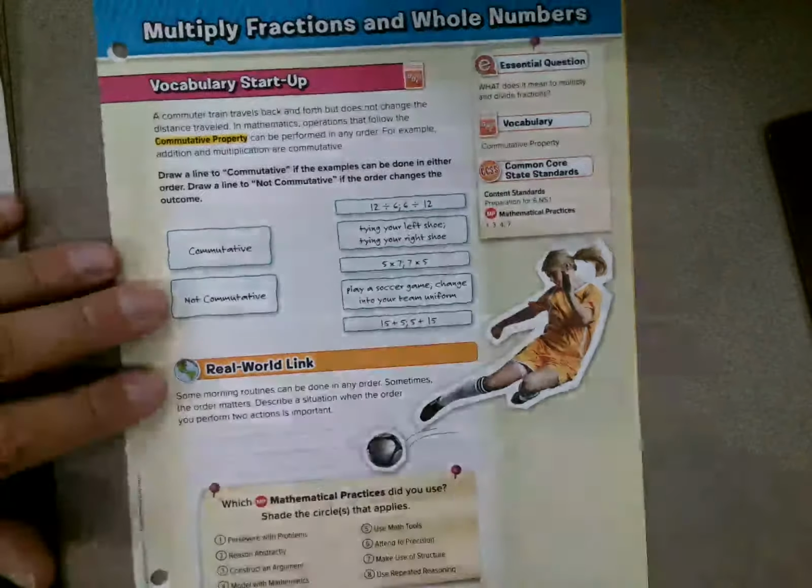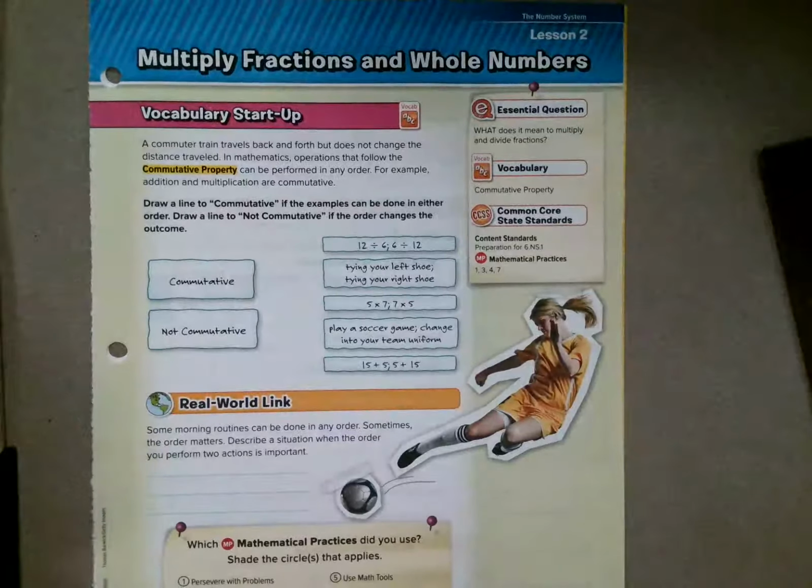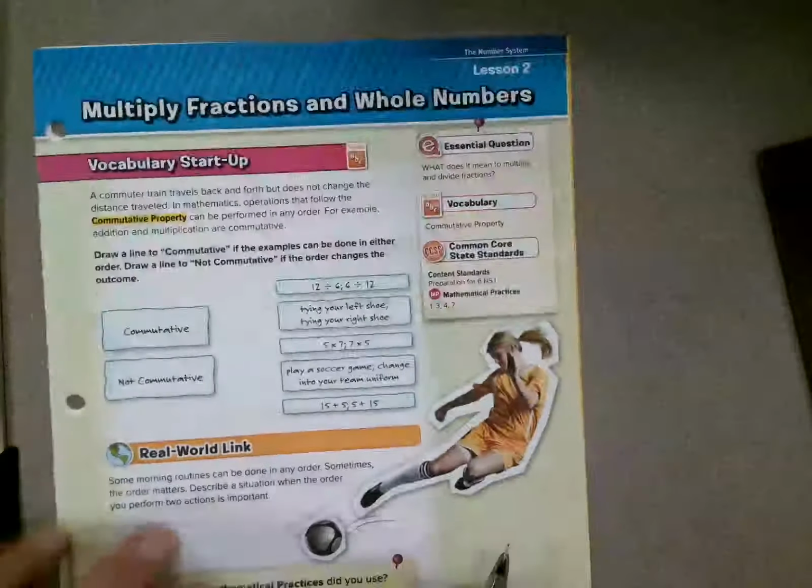I'm going to move on to chapter 4. We're going to be involving fractions: multiplying and dividing, adding and subtracting. So we're going to get started with multiplying a fraction and a whole number. This is lesson 2. We skipped lesson 1 of estimation.